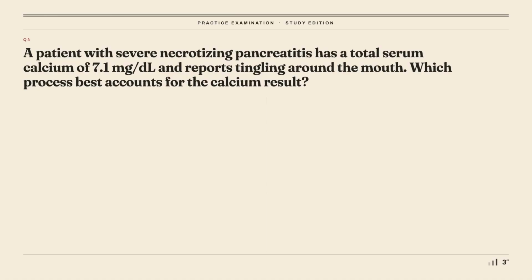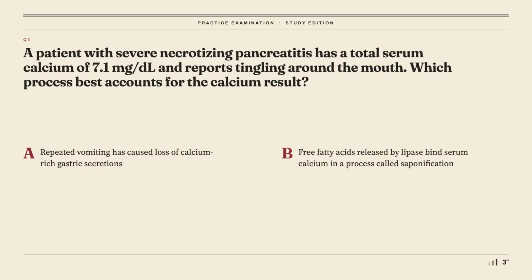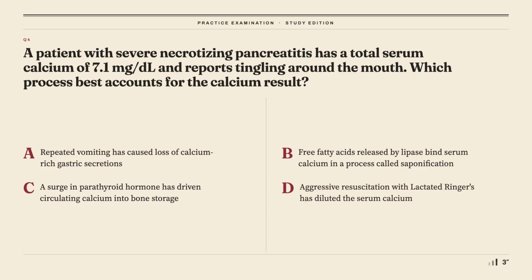Your options are: A. Repeated vomiting has caused loss of calcium-rich gastric secretions. B. Free fatty acids released by lipase bind serum calcium in a process called saponification. C. A surge in parathyroid hormone has driven circulating calcium into bone storage. D. Aggressive resuscitation with lactated Ringer's has diluted the serum calcium. What's your answer? Commit to one before I continue.